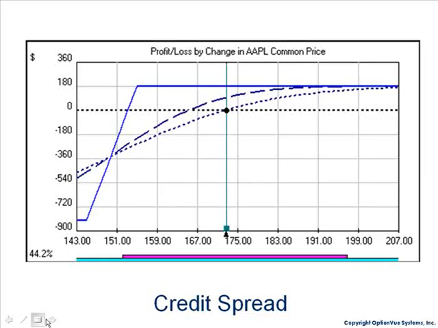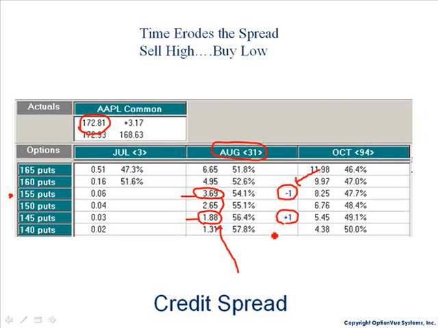Now, watch what happens with time. This same spread over in October, what's that spread worth in October? $8.25, minus $5.45 is $2.80. So in October, that same spread is $2.80. In August, it's $1.81. What is that same spread in July? 3 cents. Time by itself is going to erode that spread so that later we could buy it back for far less than what we sold it for. So we sell high and then buy low. Time is working for us here.